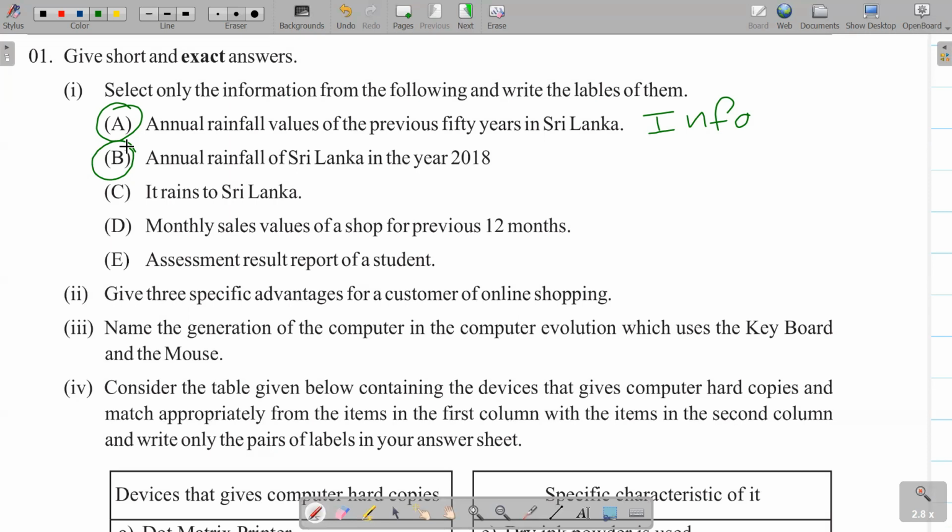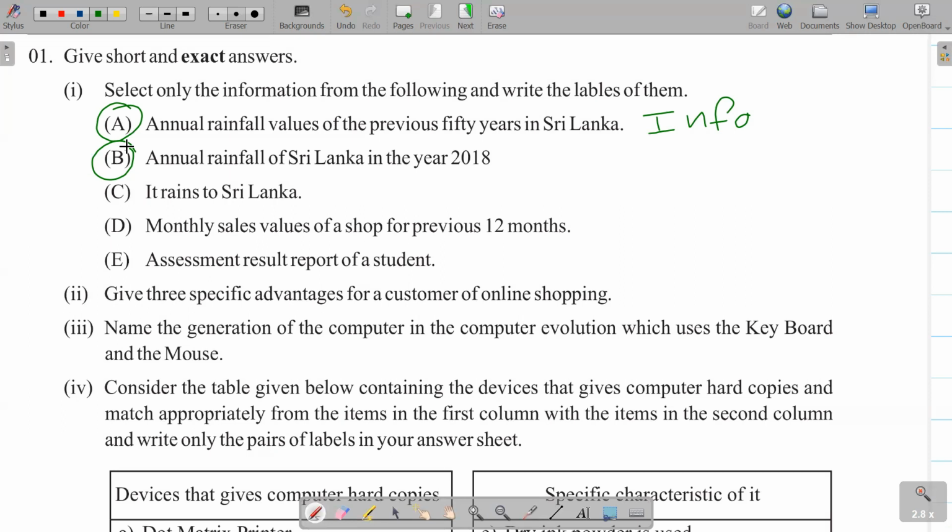It rains in Sri Lanka. It is not an information because it's not complete. We don't know where, or in which period it is raining, or what the quantity is. Is it heavy or light? We don't know. It's not complete, so it's not an information. We can't give an exact meaning if it says it rains in Sri Lanka, right?